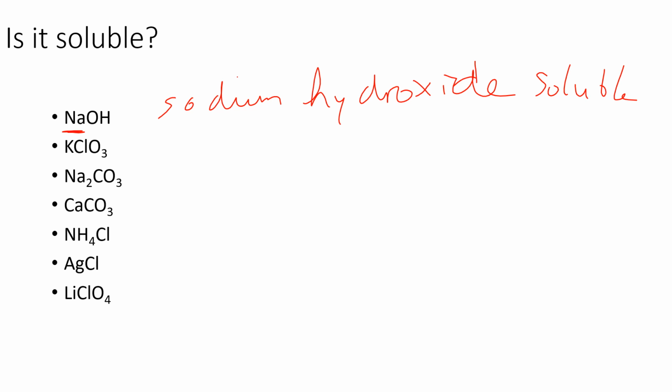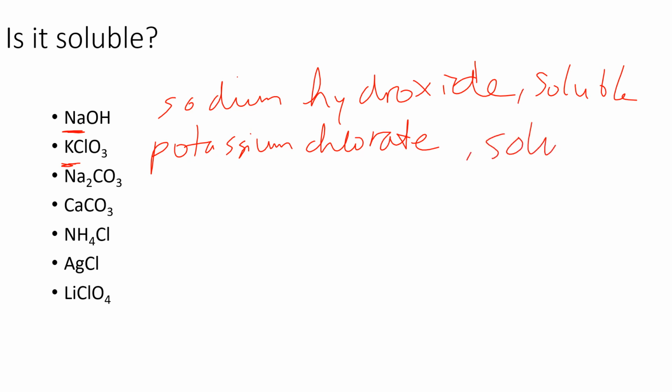Next up we have KClO3. This is potassium chlorate. And maybe if you're still new to more advanced chemistry, you might not have realized that ClO3 is the chlorate ion. But you should have known that potassium is a group 1 metal. That means that it is immediately soluble in water.